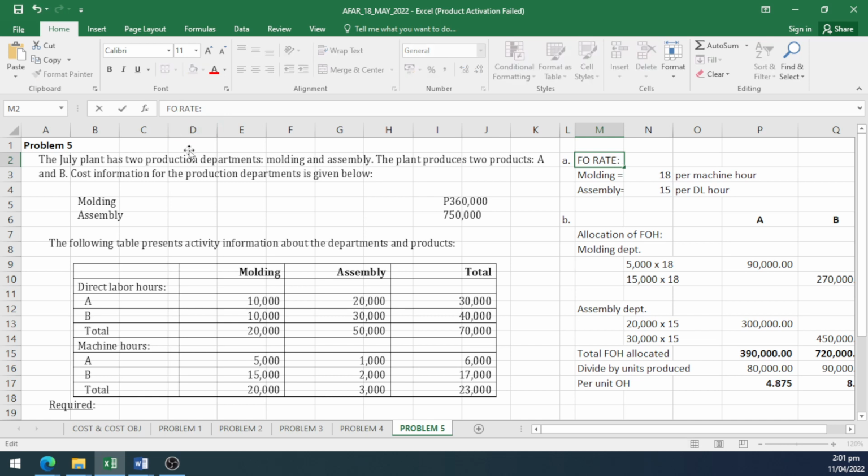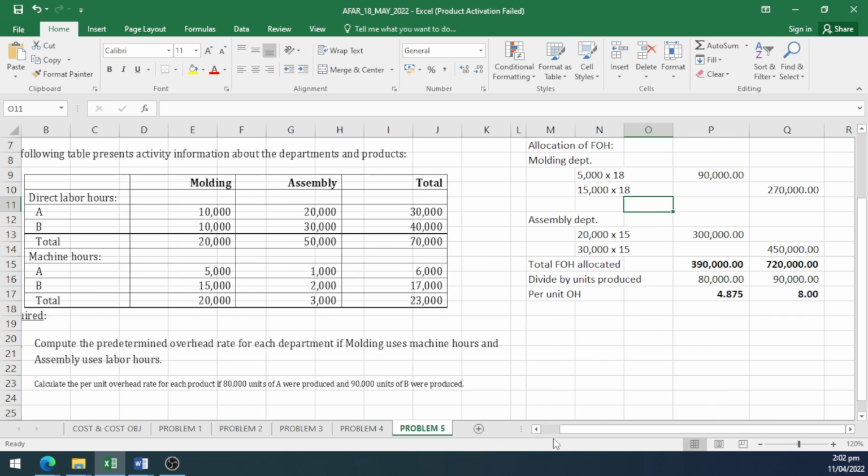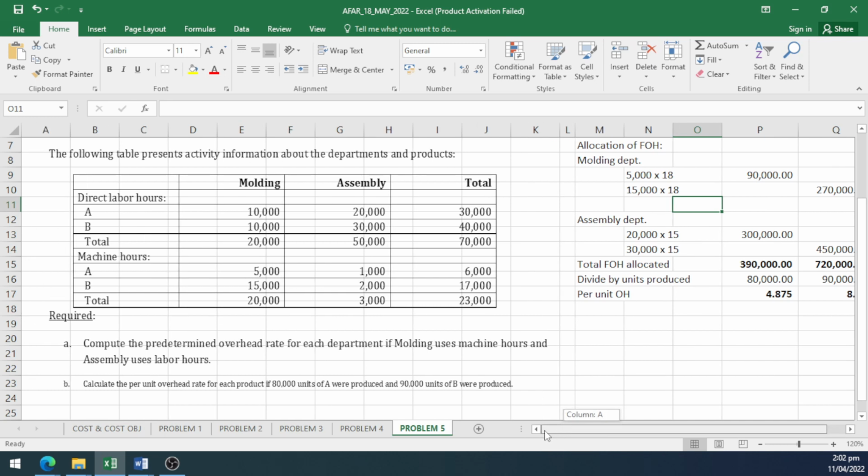And this is departmentalized system. Compute the predetermined overhead rate for each department if molding uses machine hours and assembly uses labor hours. And calculate the per unit overhead rate for each product if 80,000 units of A were produced and 90,000 units of B were produced. So sa molding, machine hours tayo. Sa assembly, direct labor hours.